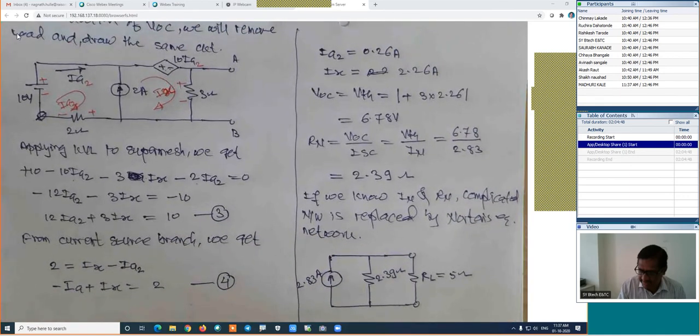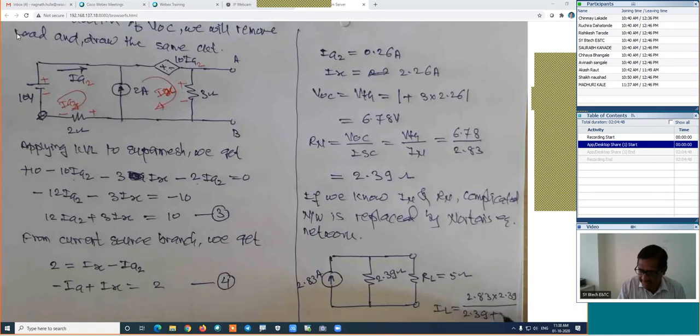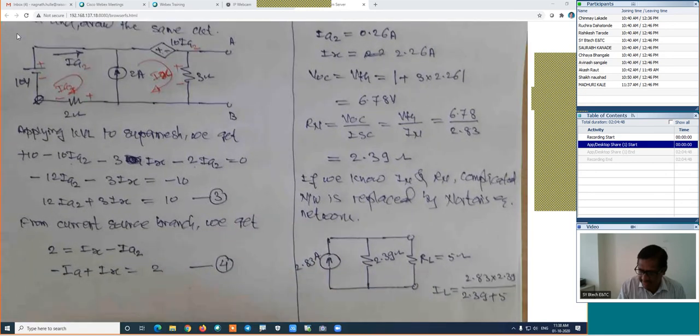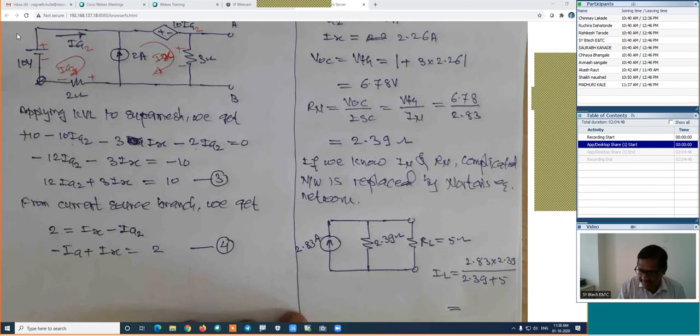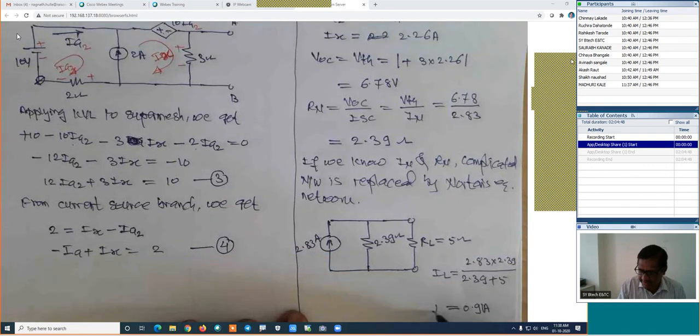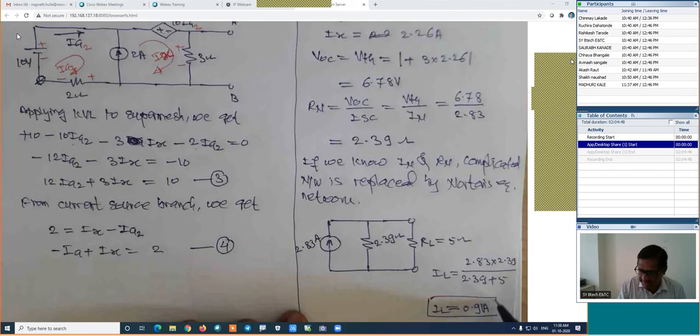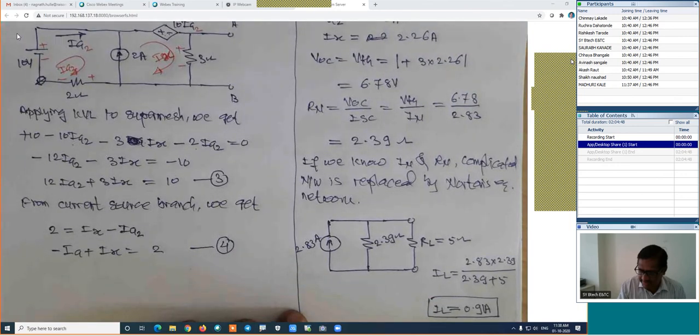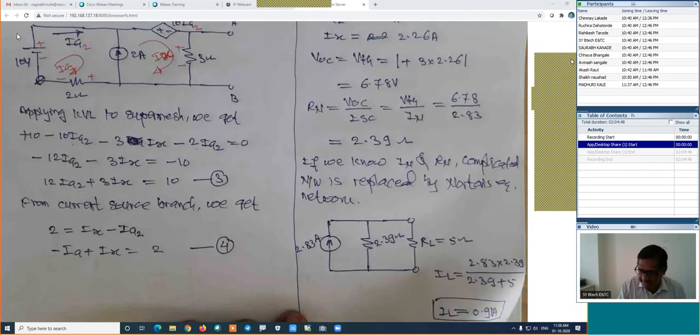Now, use the formula. How is the formula? IL is equal to IN into RN divided by RN plus RL. IN is 2.83 into RN 2.39 divided by 2.39 plus RL, which is 5. Find out its current. Yes, anyone, unmute yourself and tell me the answer. 0.91 amperes is the value of the load current. 0.91 amperes is the current flowing through the load resistance using this particular method, the Norton theorem. Is it right?